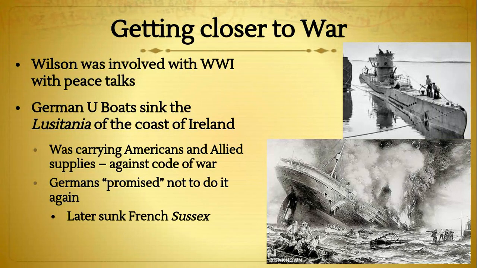And then this is one cruise liner in particular that caught our attention, the Lusitania. So not only did this have American wartime supplies in it, but it also had Americans on it. It had 125 Americans. So we are going to be super angry about this. So we are going to basically tell Germany to stop doing it. And they agreed, but then they broke that promise a little bit later. They sunk a French ship.